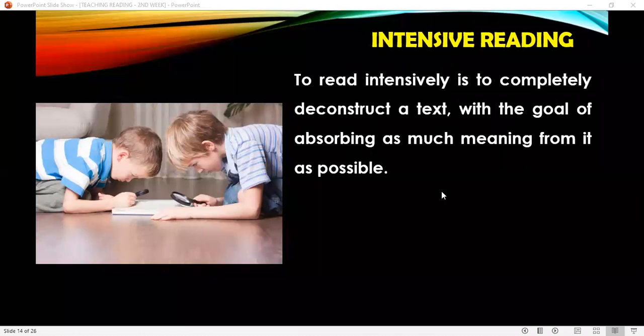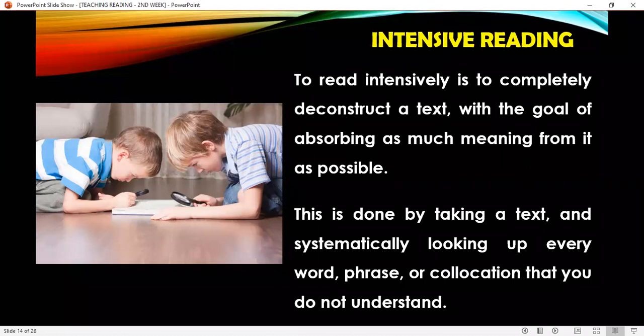So don't forget, here, the intensive reading, you are going to analyze the text, deconstruct the text. This is done by taking a text and systematically looking up every word, phrase, or collocation that you don't understand. And notice the contrast with the extensive reading. You are not going to look up every word, no. Here, you have to look up every word, phrase, or collocation. Remember this. You are going to look up every word, phrase, or collocation that you do not understand or that they don't understand.